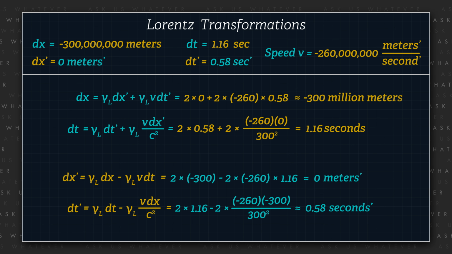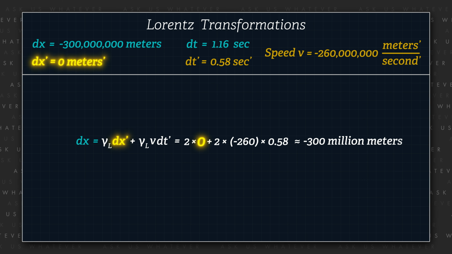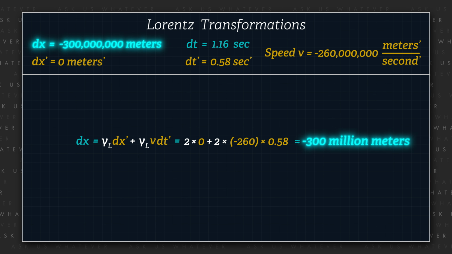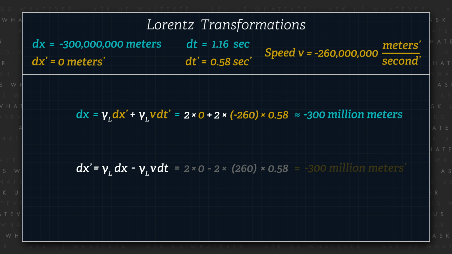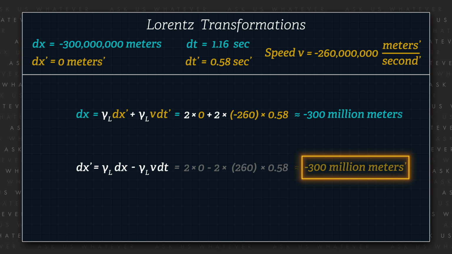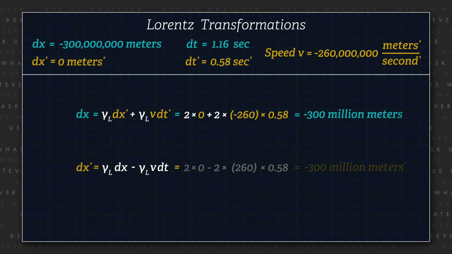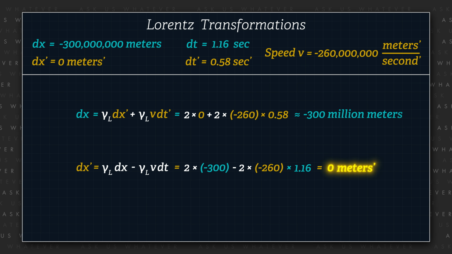Let's start by looking at the formula for dx. We've substituted the new values for dx prime, v, and dt prime into the formula, and sure enough, it yields the new dx value of negative 300 million meters. As you might recall, negative 300 million meters was the original value for dx prime. Now, negative 300 million meters is the value for dx. The same swapping of values works for the dx prime formula, and we get a new value of 0, which is the original value for dx.